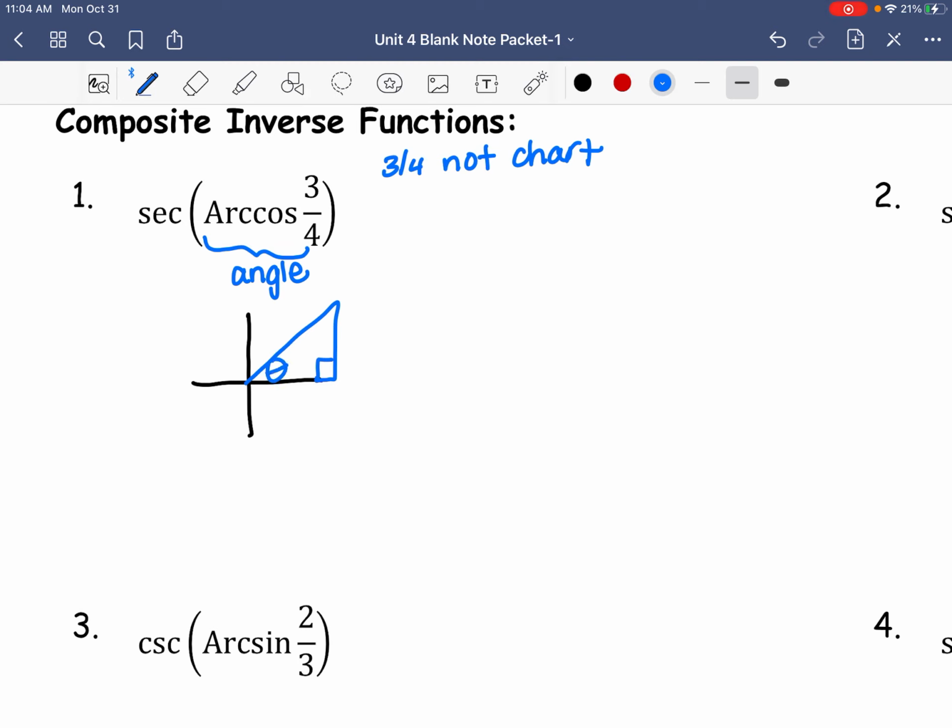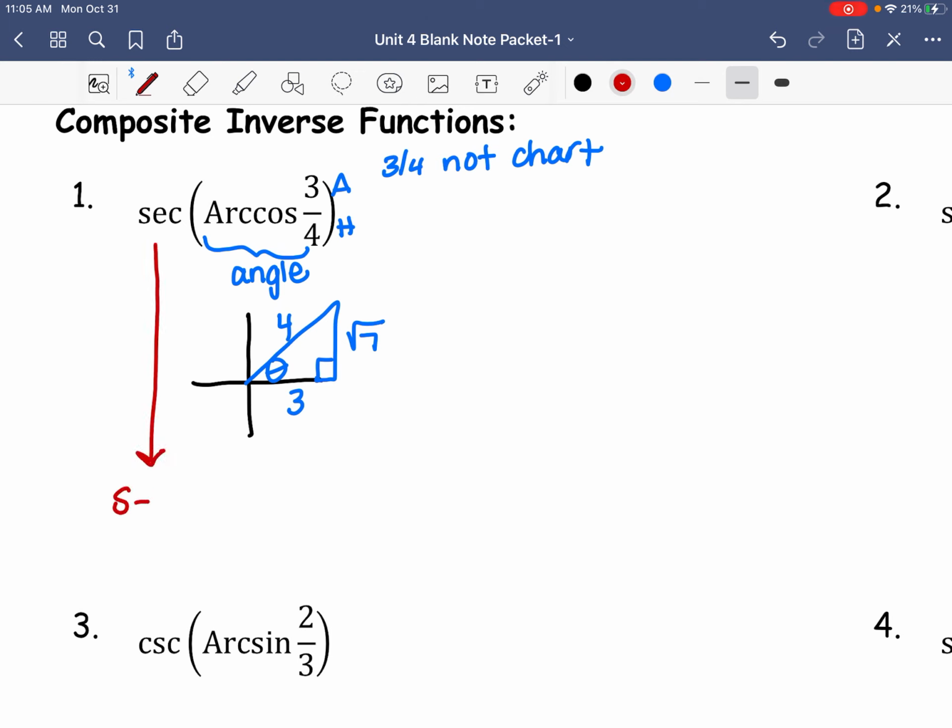Here's theta. I know that cosine is adjacent over hypotenuse. So my adjacent side is 3, my hypotenuse side is 4. That missing leg is not 5. If I did the Pythagorean theorem on that guy, it would be √7. And that's all I need from there. Okay, that's all I can do from the inside, is draw a triangle.